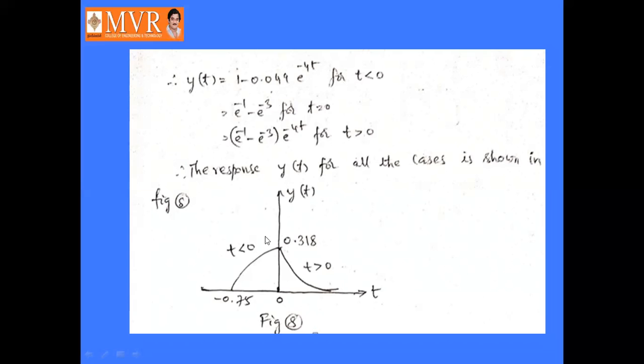For t less than 0, it is exponentially growing from 0.75 to 0. For t greater than 0, it is exponentially decaying from 0 to this value, 0.25. If t equal to 0, its value is 0.318. So this is the response y of t for all cases: t less than 0, t equal to 0, and t greater than 0. So this is about this problem. That is figure 8.